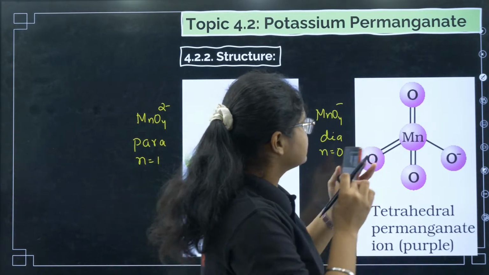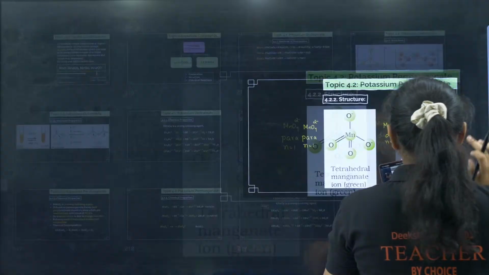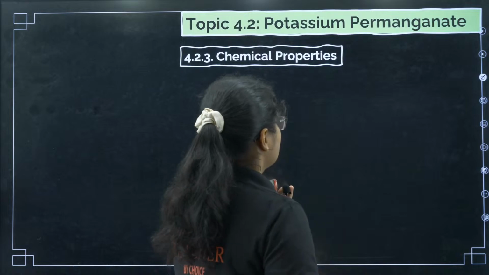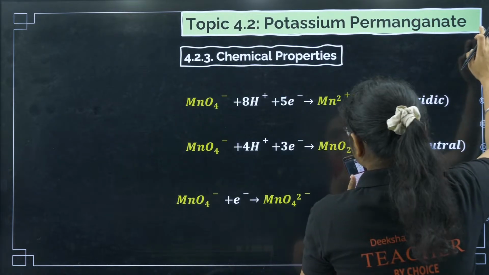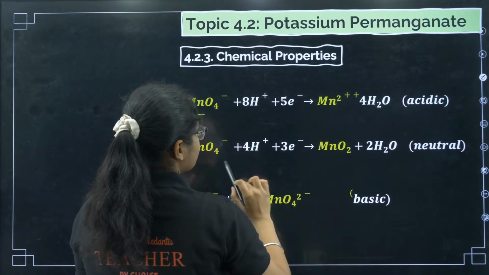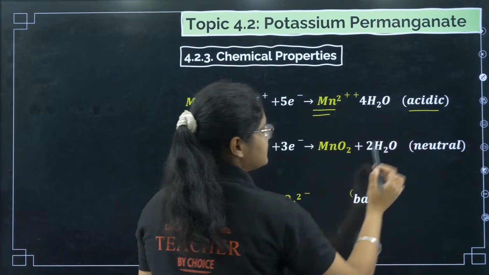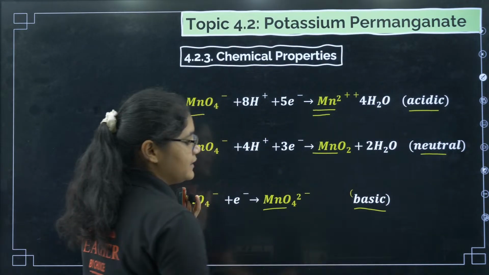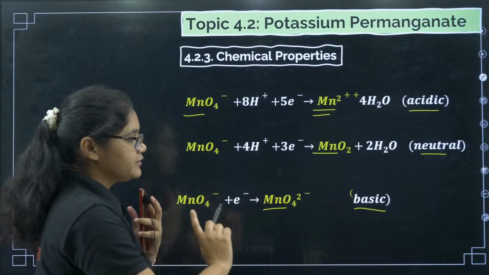So students, these are some important concepts that you should be revising. Next comes chemical properties of MnO4 minus. MnO4 minus gets converted to Mn2 plus in acidic medium, MnO2 in neutral medium and MnO4 2 minus in the basic medium. That is first you should know.